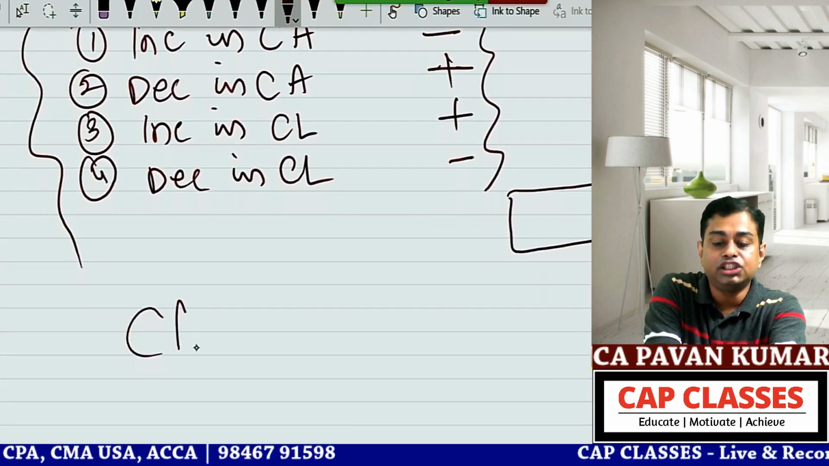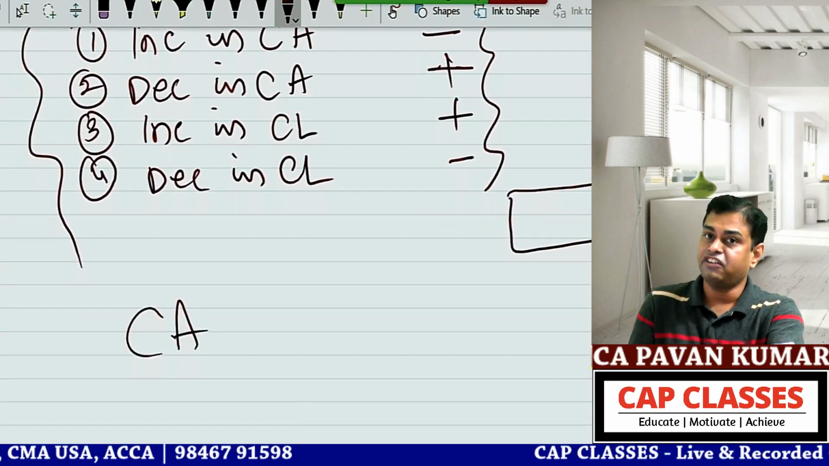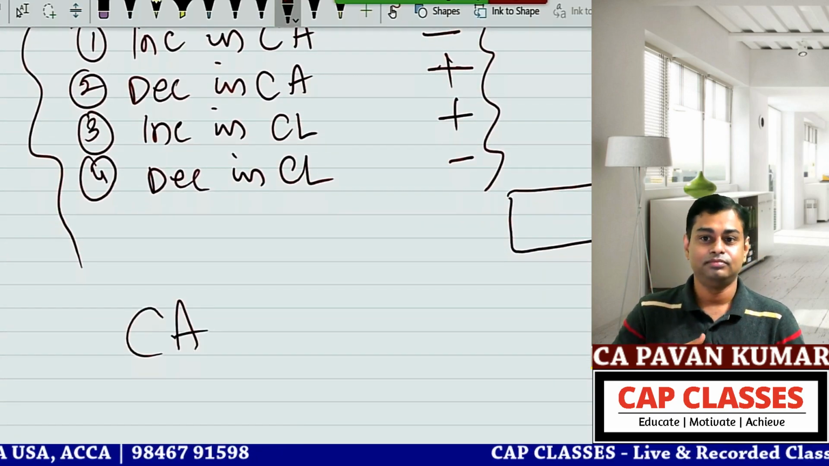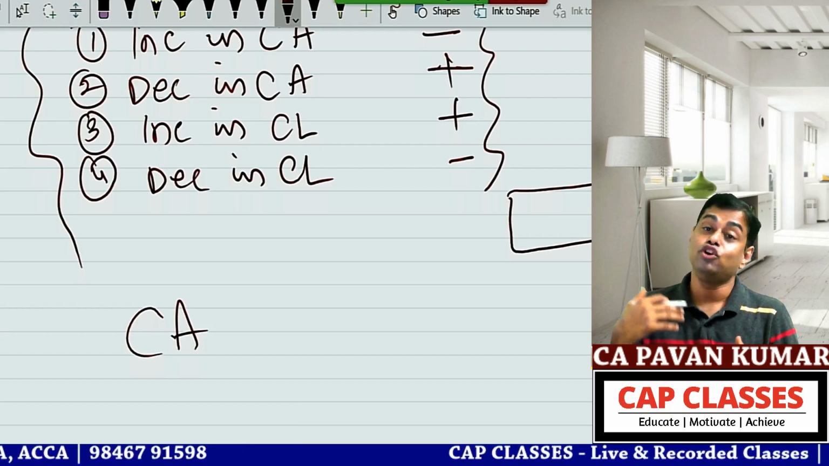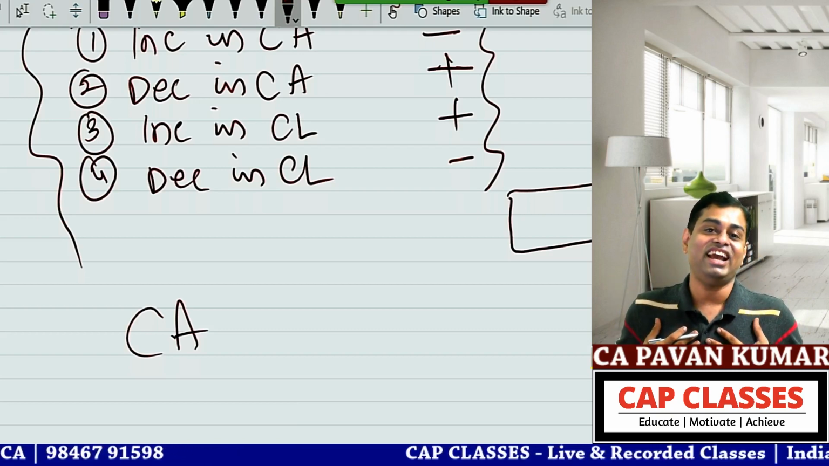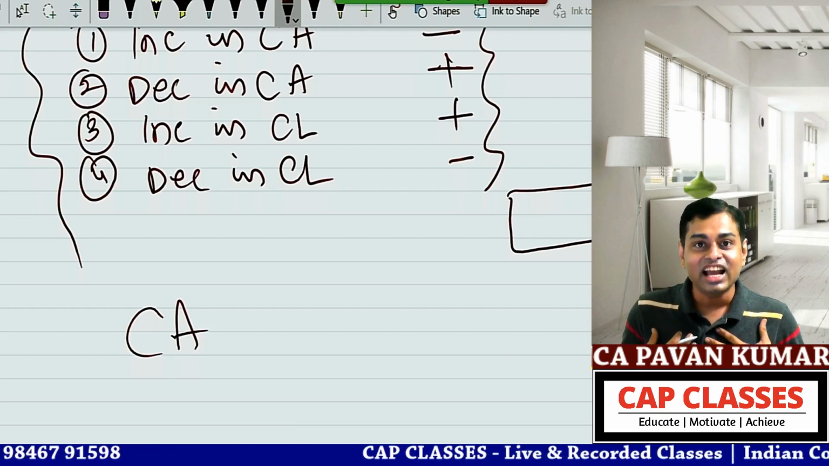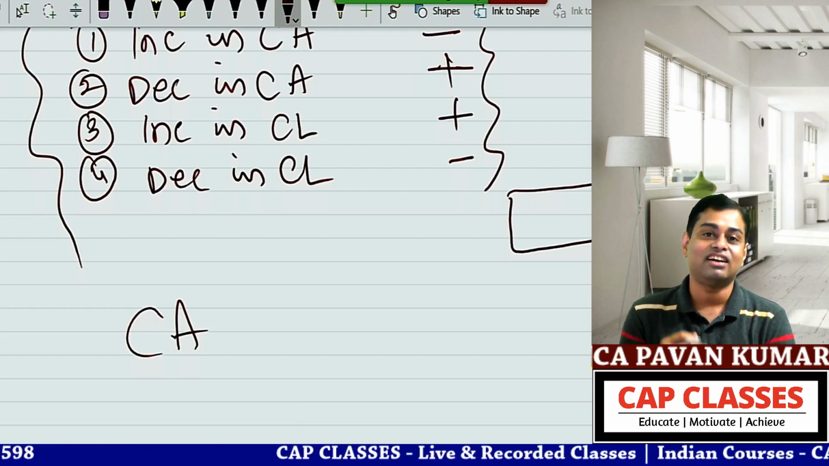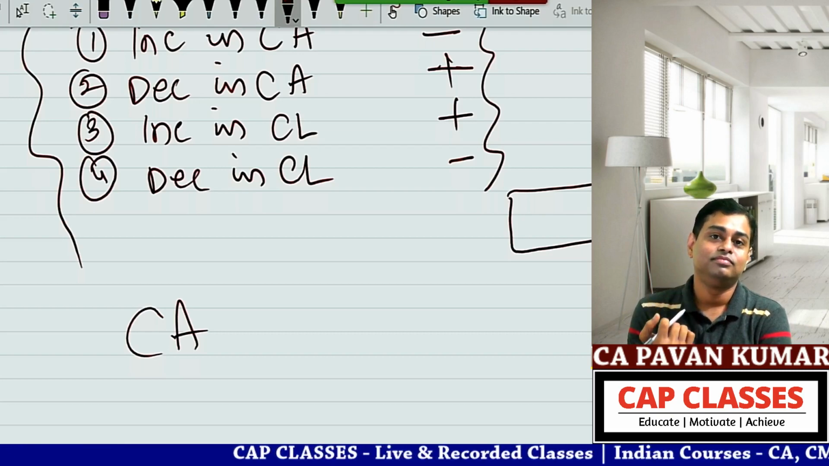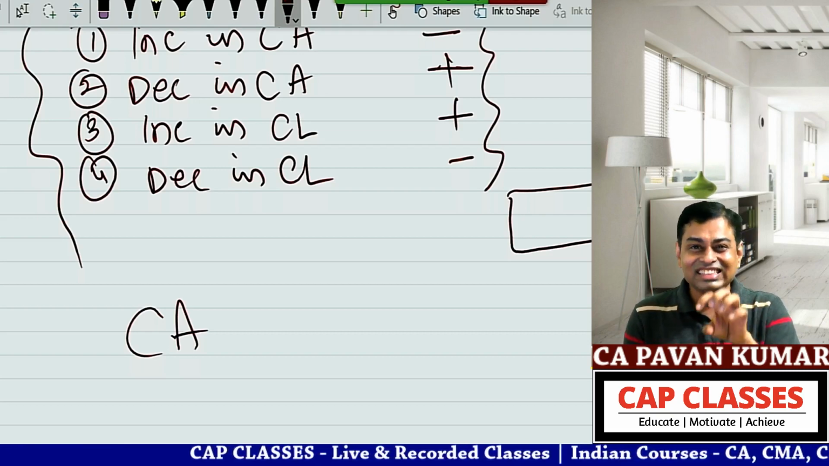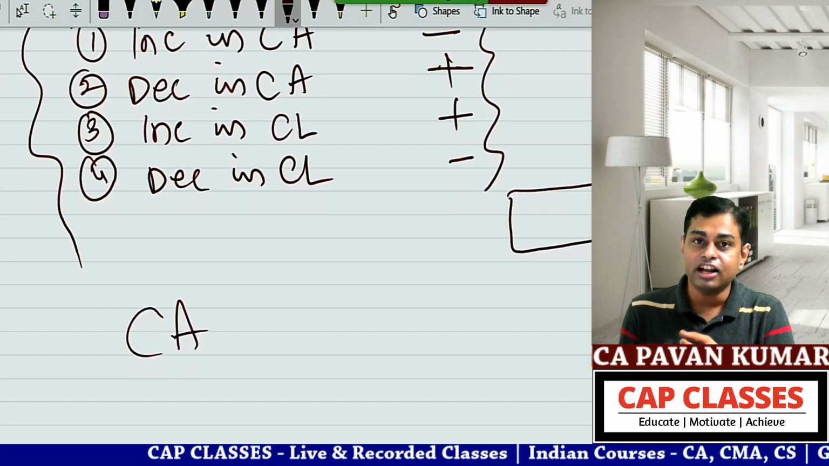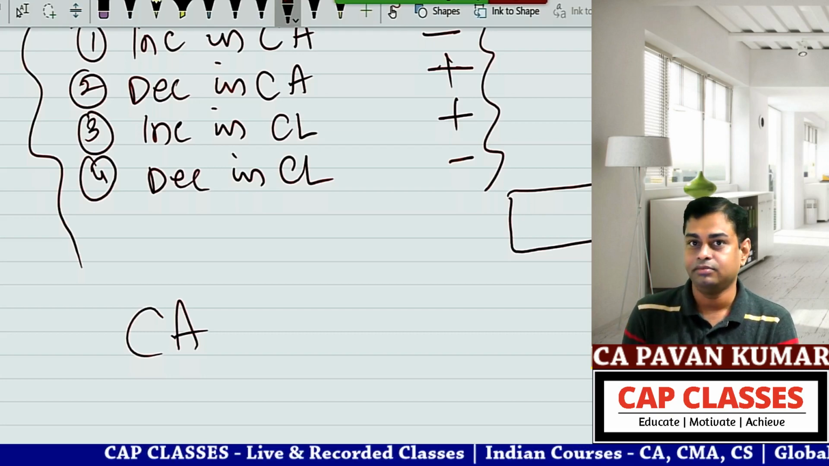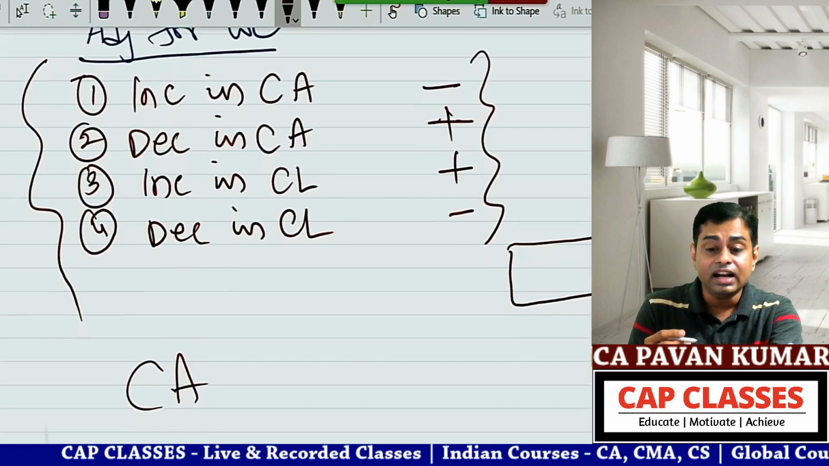So current asset is your friend, okay? Why? It is CA, no? You are also CA, but you are FCA, future CA. I am also FCA, fellow chartered accountant. You are also future chartered accountant. So current assets are CA, you are also chartered accountant. So current asset is your friend.